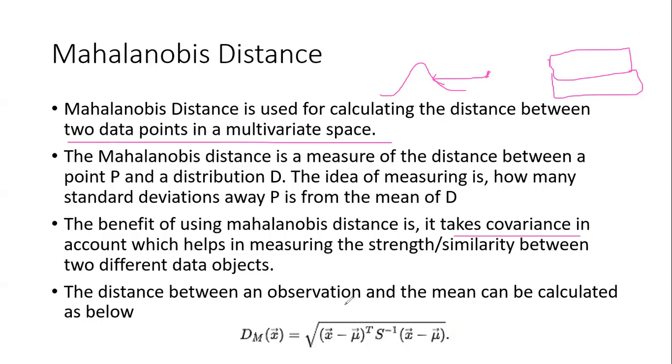The distance between an observation and the mean. The observation is this, aur ye mean kya hai? What is the mean? The mean of the current distribution. So actually, this is a different class of distance. Mahalanobis, and there are others as well, like for example, the KL divergence.